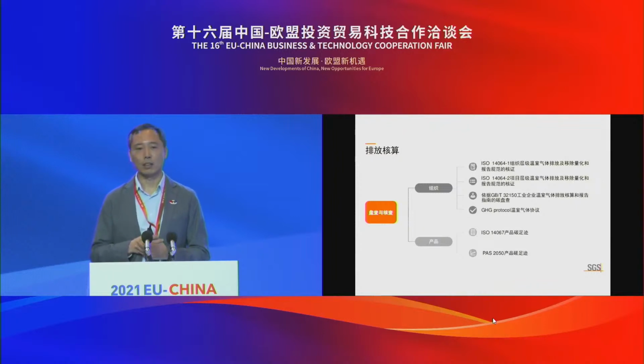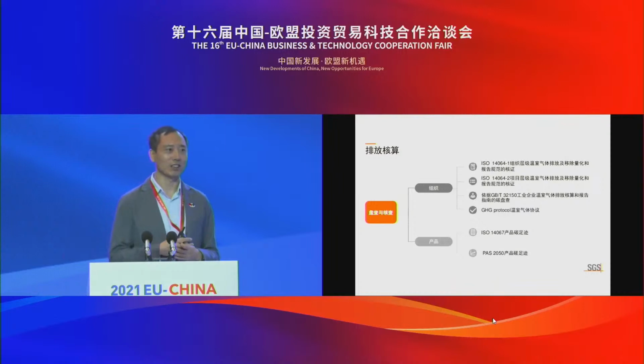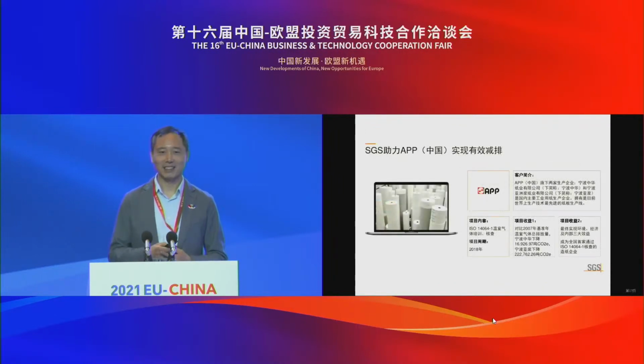There are different standards in these two areas. What we use more widely is the ISO standard. In the past it was PAS 2050, and now it's ISO 14067. So when we introduce carbon later to our friends, we can give a more professional view.